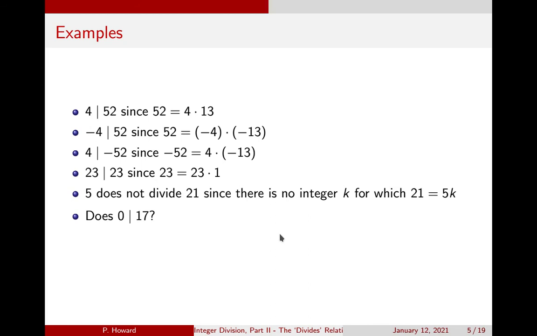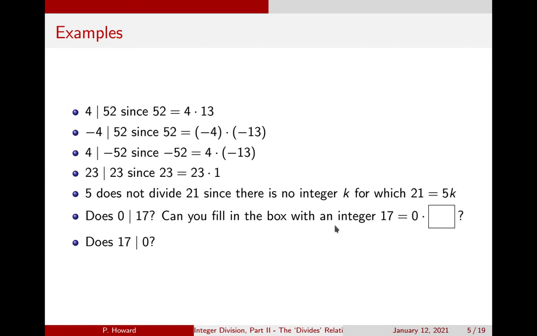Does 0 divide 17? Well, we would have to fill in this box. We would have to be able to factor 17 into the product of two integers, one of which was 0. Can we find the other integer? The answer is no. No matter what integer we place in this empty box, multiplying it by 0 will not give you 17, it will give you 0.